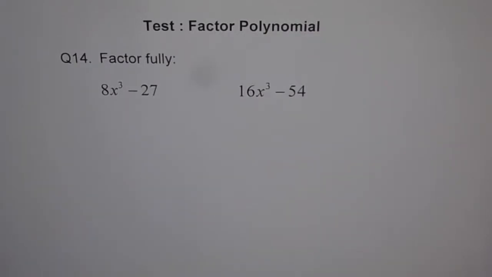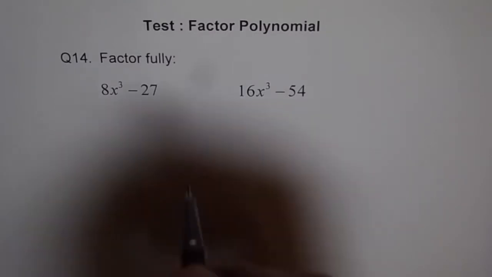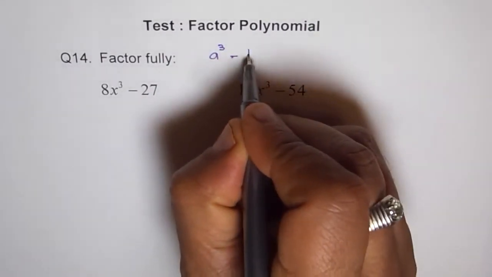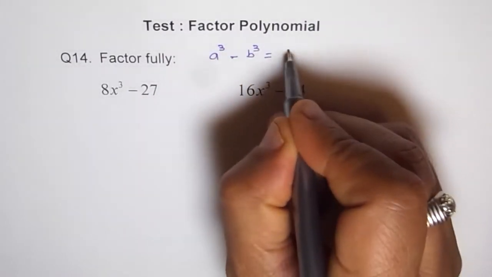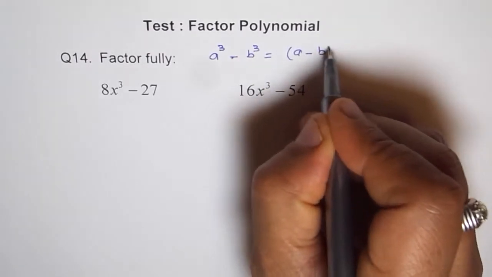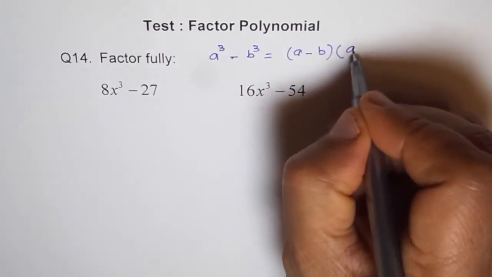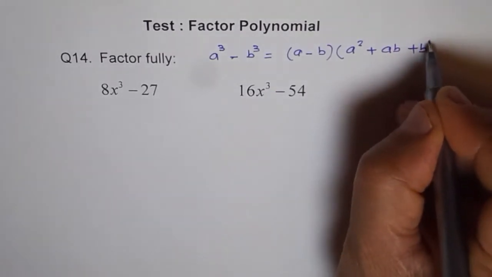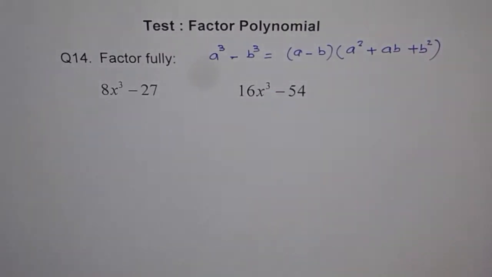Question 14. Here is a question on factoring difference of cubes, and let's try to understand difference of cubes. I hope you remember the formula. Let's write down the formula first, which is a cube minus b cube is equal to a minus b times a square plus ab plus b square. Correct? That's the formula for a cube minus b cube.